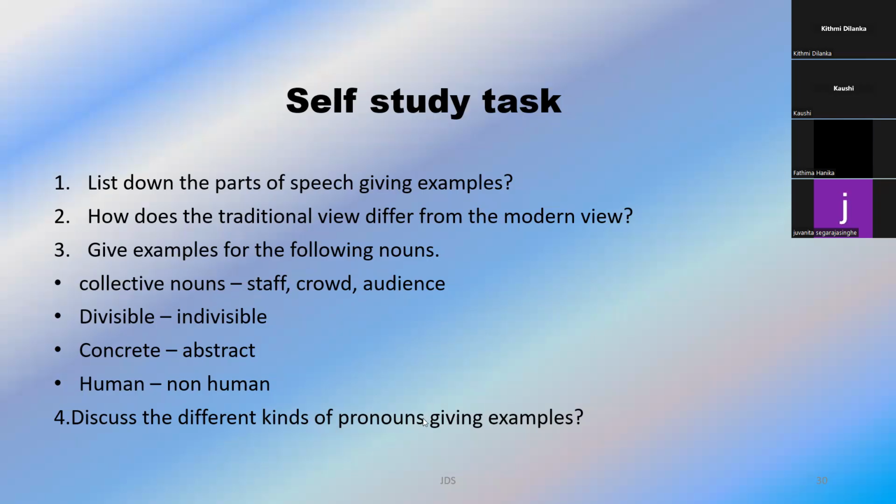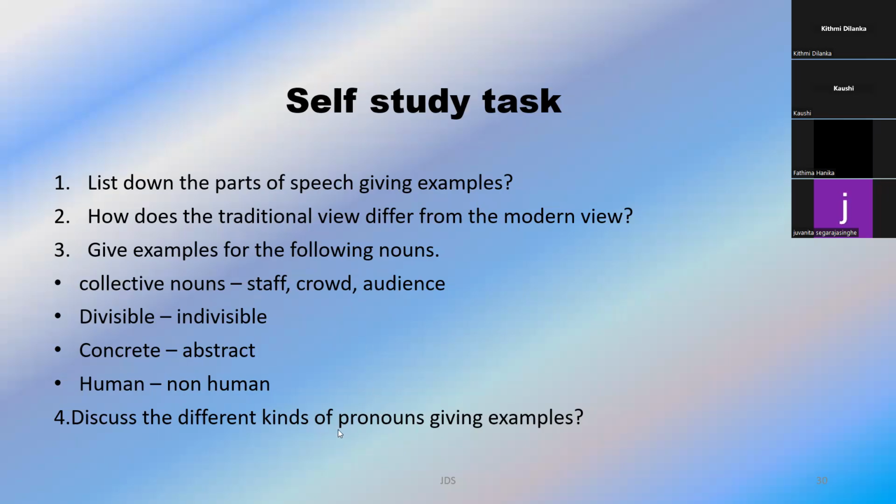Discuss the different kinds of pronouns. Demonstrative pronouns, relative pronouns. There are several pronouns, around 5. At least try to discuss 3. So don't just limit to 1 or 2. Try to discuss at least any 3 of the pronouns, or if possible, write all 5.